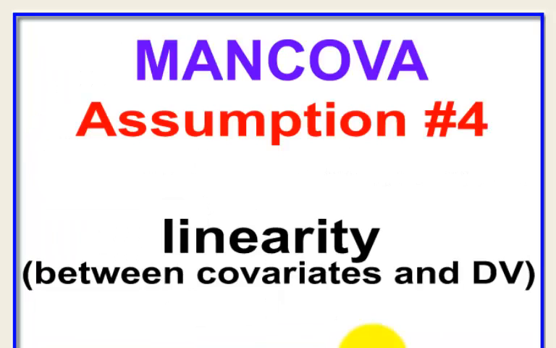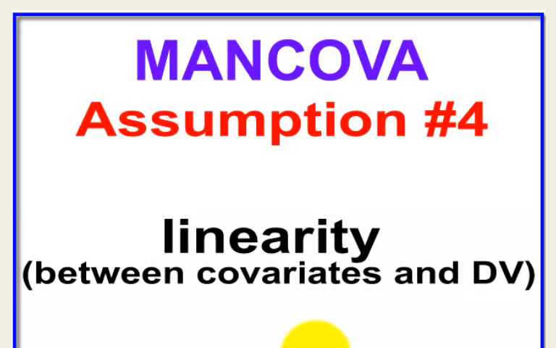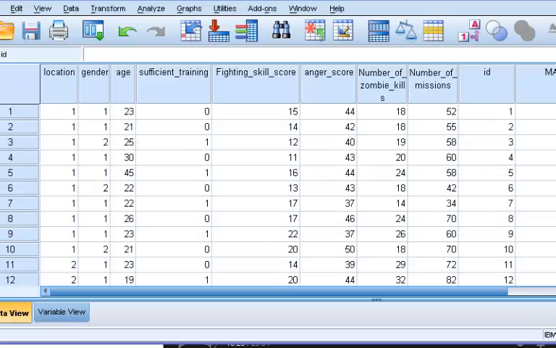Covariate assumption number 4, linearity. So that's between the covariates and the DV. You know what I think we're going to do? We're going to go ahead and run the Mancova to identify what is a covariate and what is not. I'm not going to do this test unless I know that either age or anger score is a covariate, okay? So let's just go ahead and run the Mancova now. We're going to try something a little different. I want to just run a Mancova first without the covariates.